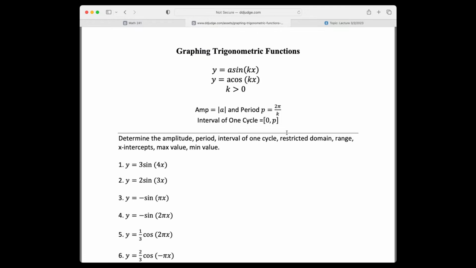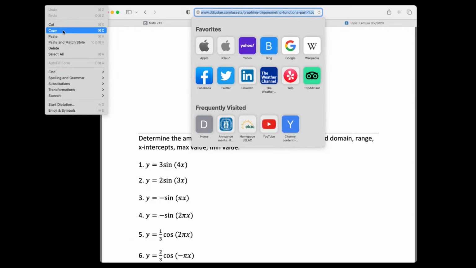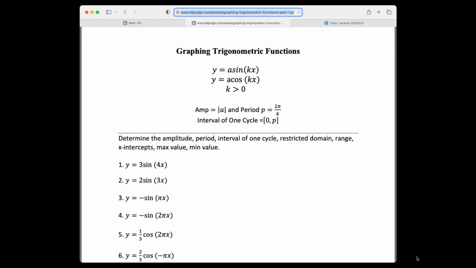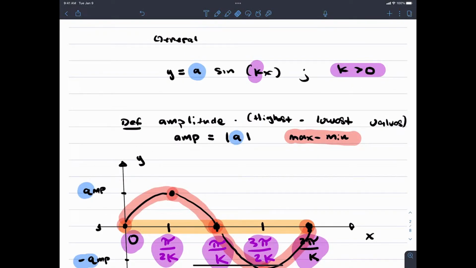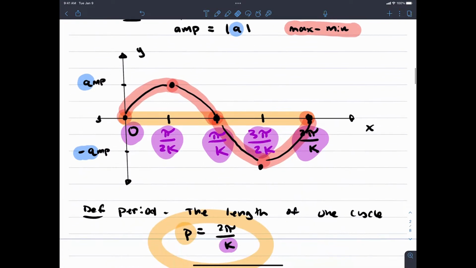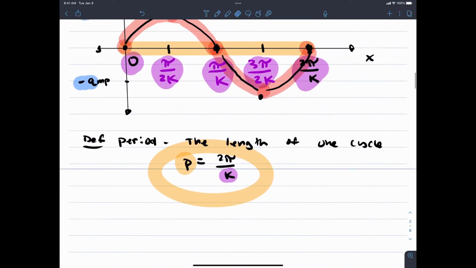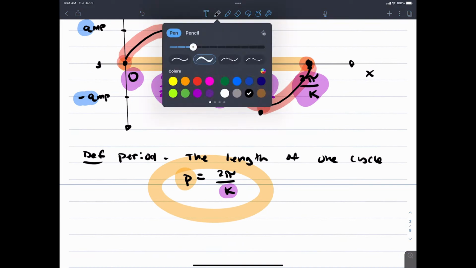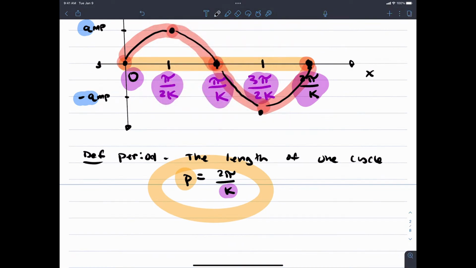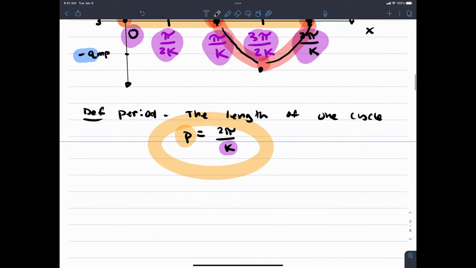Now, I want to remark, I'm going to put this here in the chat for all of you. And I want to remark about something here. I want to give you another definition. So let's go back. Another definition here. This portion in orange related to your period, right? We have here what we call an interval of one cycle. So I'm going to give you guys that definition as well.